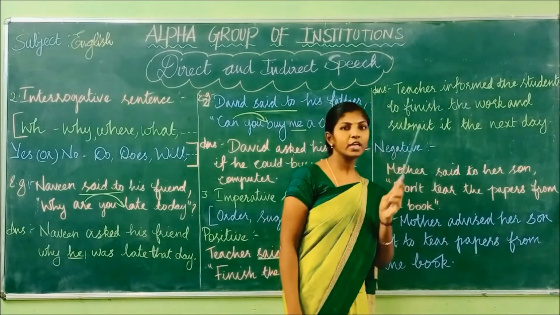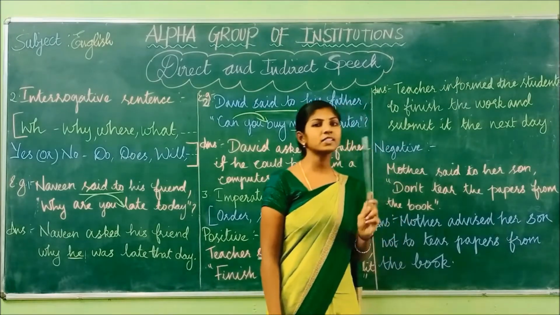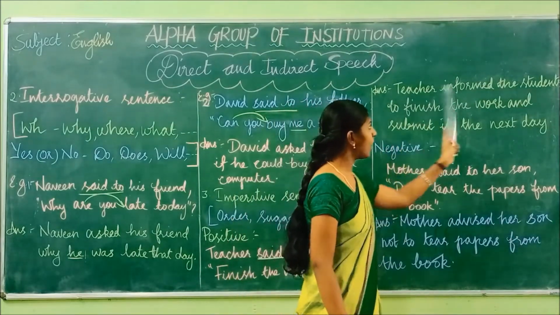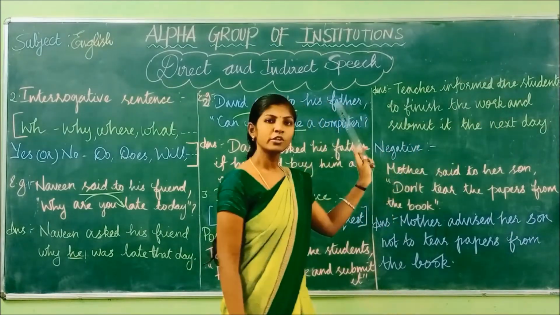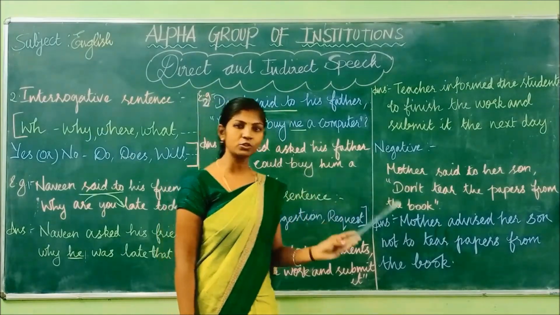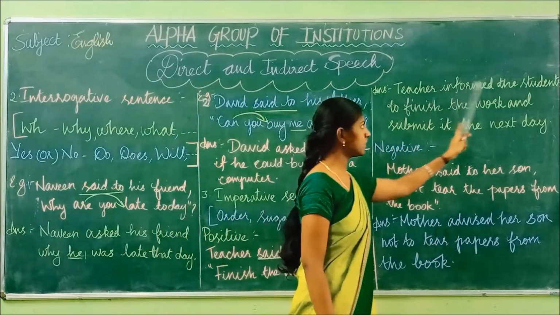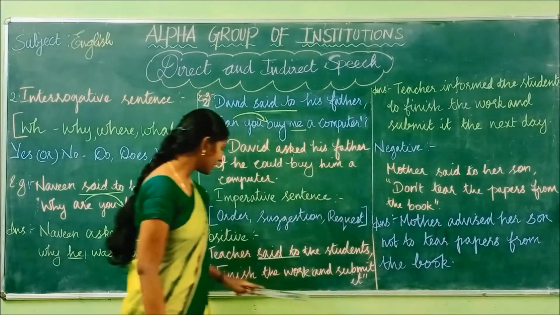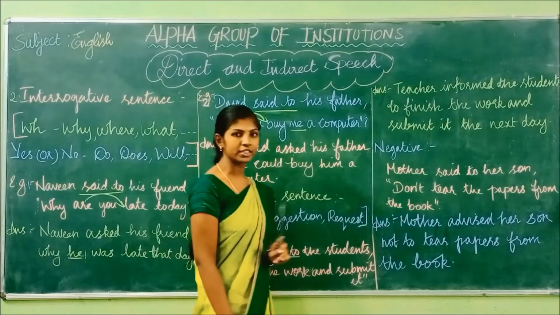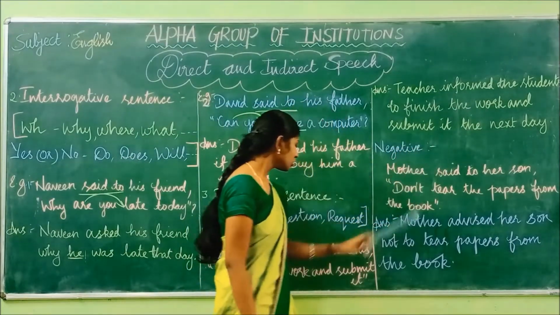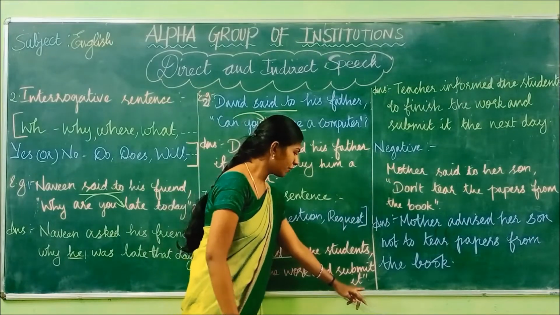Remember, when you are changing an imperative sentence from direct to indirect, after the first sentence you should use "to". If it is a positive sentence, you should use "to". So the teacher informed the students, we add "to". What's given here? Finish the work and submit it tomorrow. Sorry, children, it will be tomorrow here.